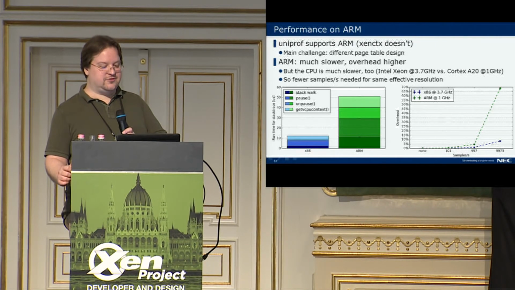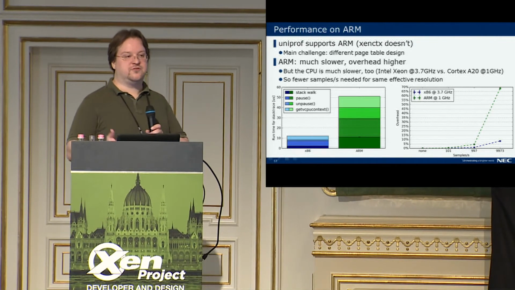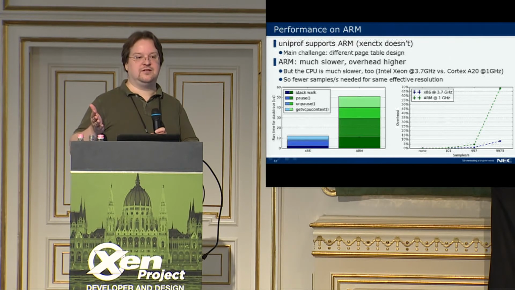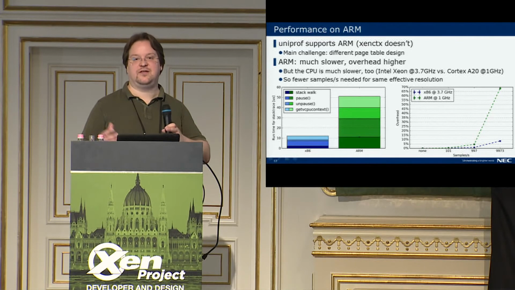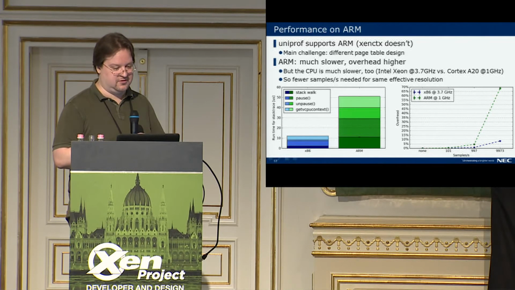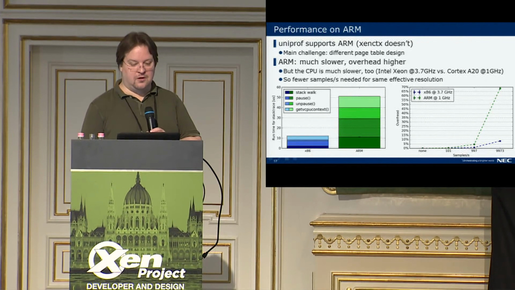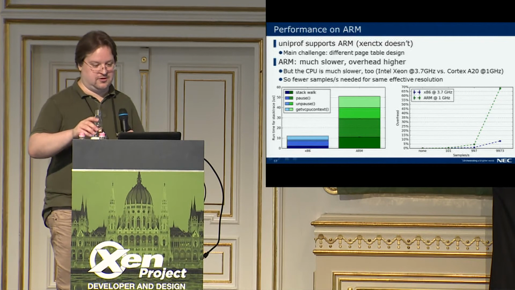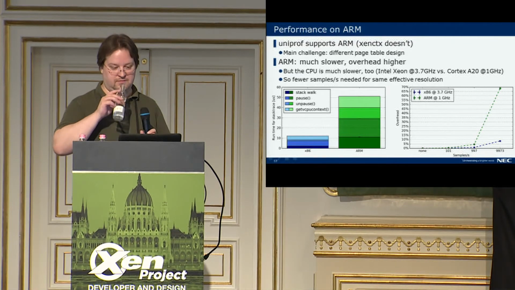And the thing is also that, of course, since the CPU is slower, the same sampling rate gives you an effectively higher resolution because there's simply not that much happening in the same amount of time. So we can say that more or less on ARM, this is also running almost at the same performance numbers, probably.